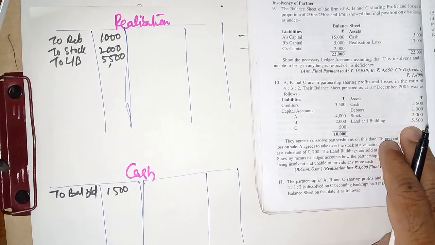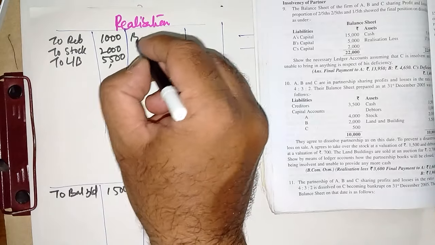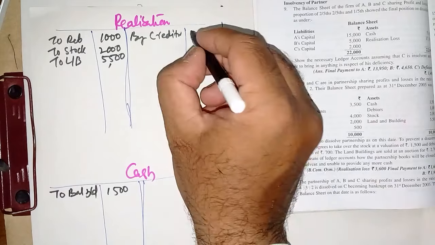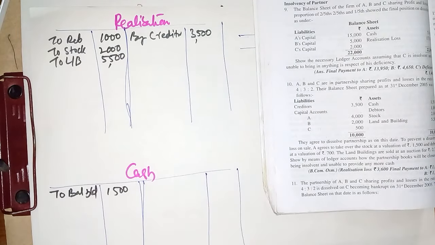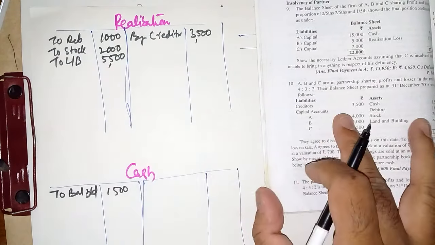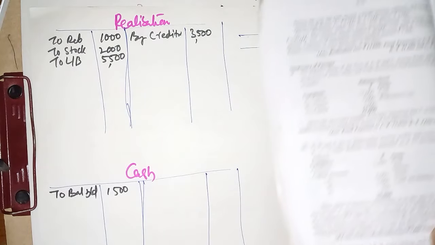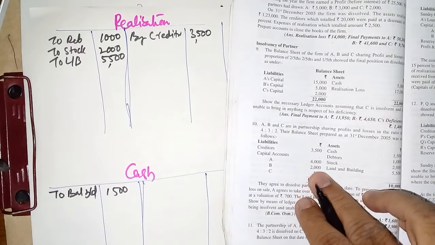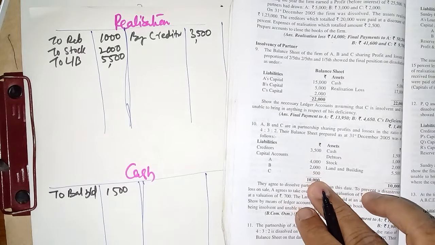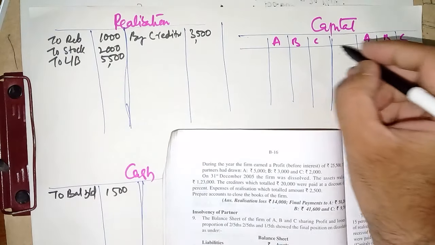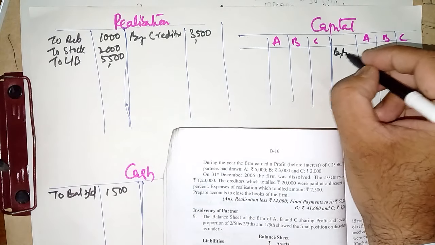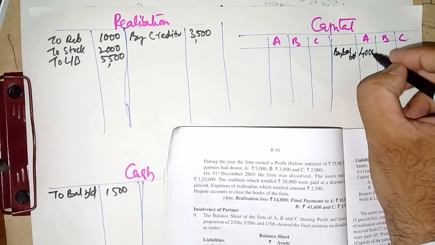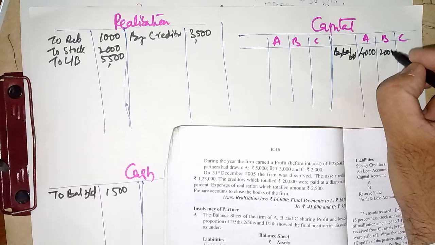Once it is transferred, come to the liabilities, creditors. Creditors will be transferred to realization. Credit side, creditors. Amount is 3,500. Right? So the entry would be creditors to realization. Then capital. Sorry, capitals showing 4,000, 2,000 and 500. So these balances we are writing by balance brought down, opening balance, that is 4,000, 2,000 and 500.